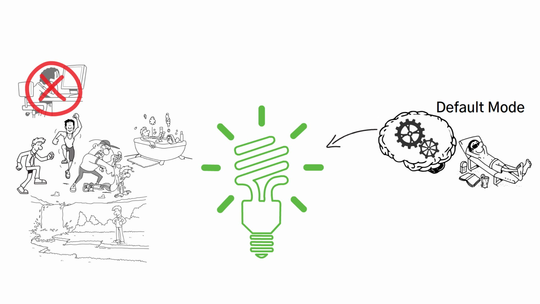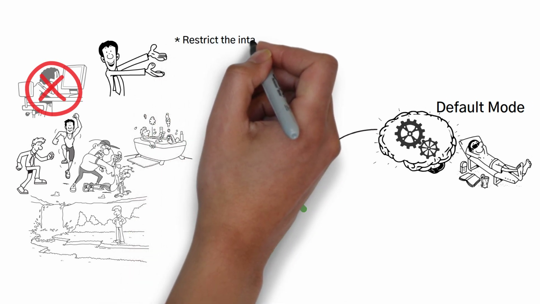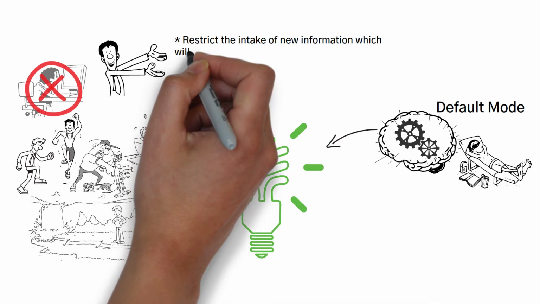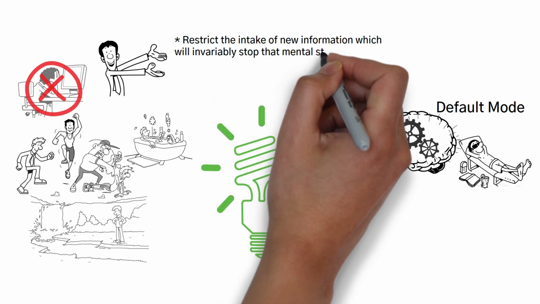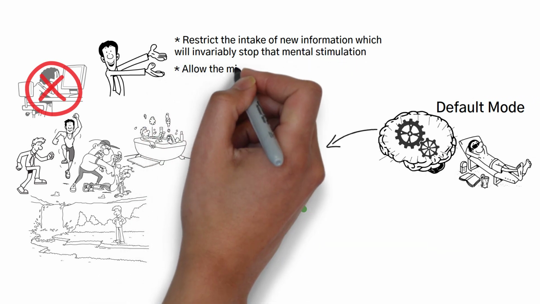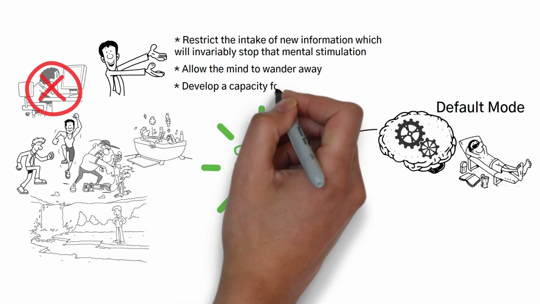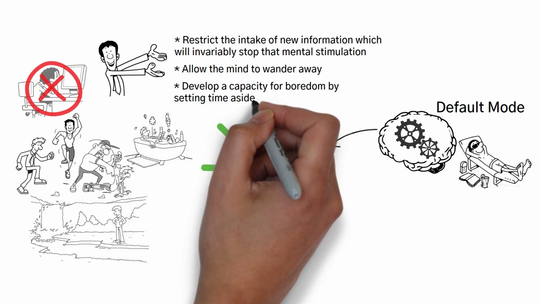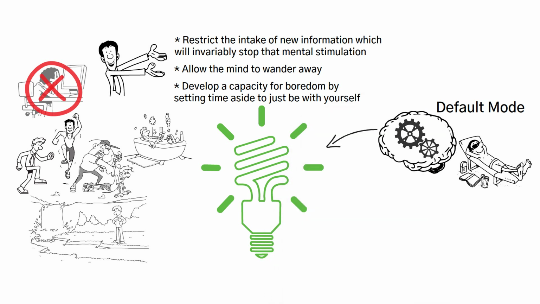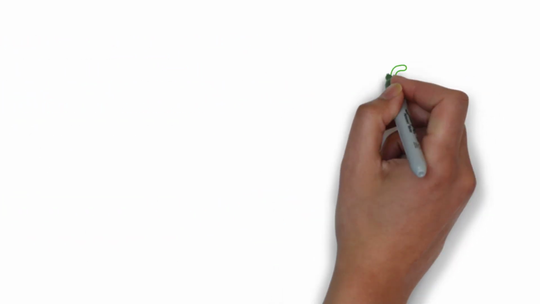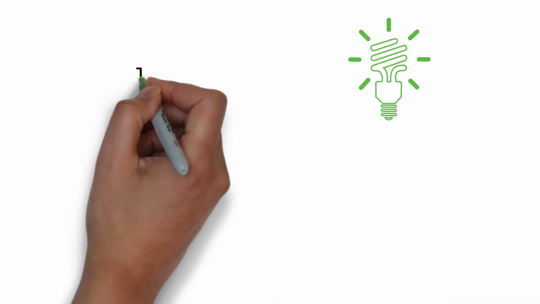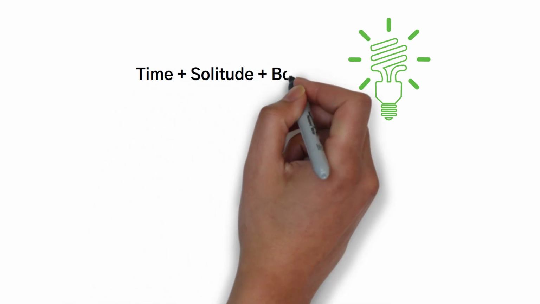So, in order to get brilliant ideas, here are 3 things you must do. First, restrict the intake of new information, which will invariably stop that mental stimulation and chatter. Second, allow the mind to wander away. And third, develop a capacity for boredom by setting aside time just to be with yourself. So, in a nutshell, brilliant ideas happen when there is a solid combination of time, solitude, and boredom.